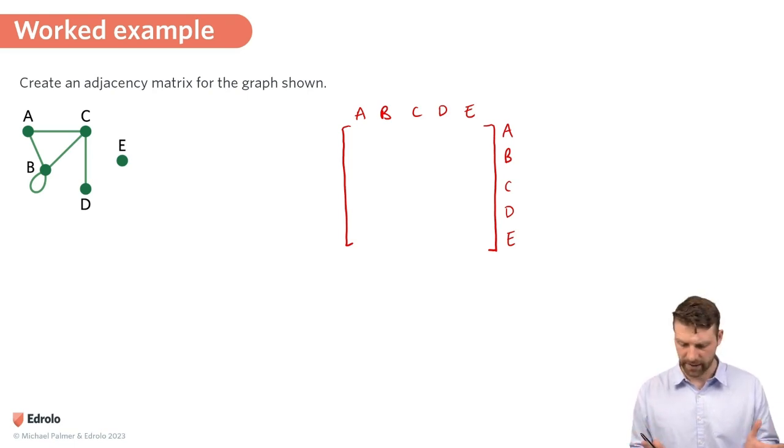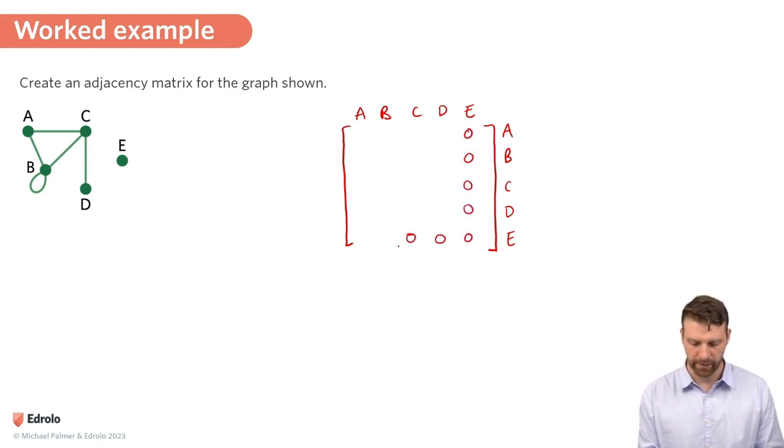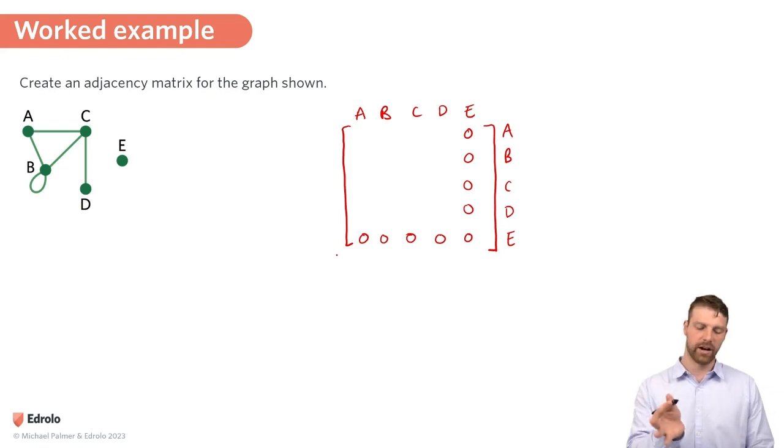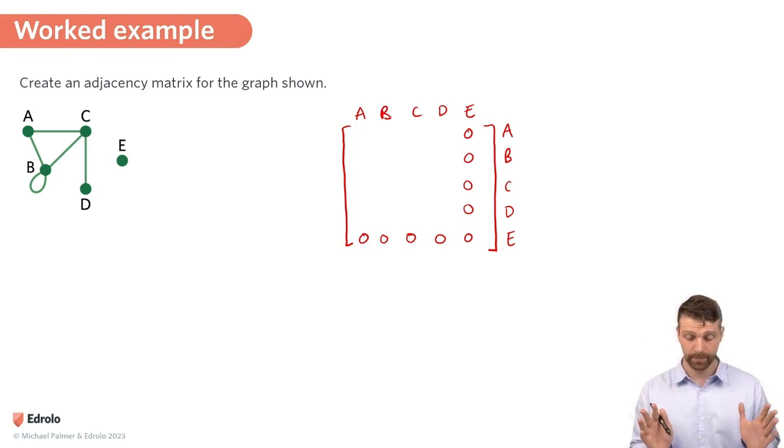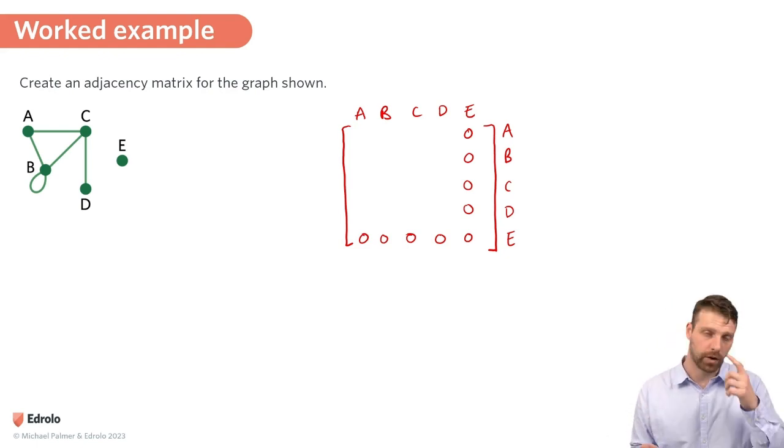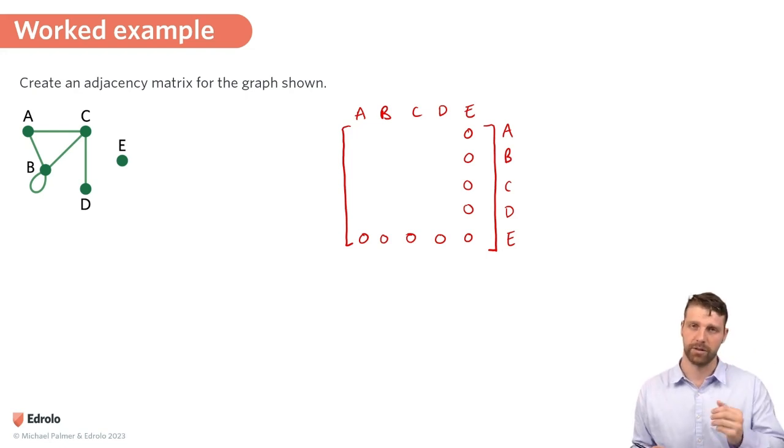So we've got A, B, C, D, E, A, B, C, D, E for the rows and the columns. First thing I can see, E is not connected to anything. So if there are no connections to E, I can just put zeros in every position. I'm going to do that because it's going to help me line up my matrix so that it looks nice. And maybe I'll go sequentially so you can see how I can fill in each position one at a time.